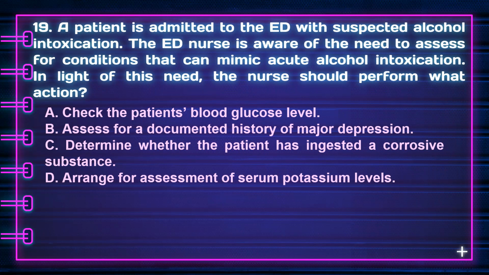Because we know a patient with hypoglycemia can actually mimic alcohol intoxication and should be assessed in a patient suspected of alcohol intoxication. Potassium imbalances, the presence of depression, and poison ingestion are not noted to mimic the signs and symptoms of alcohol intoxication. 19. Blood glucose level, A.